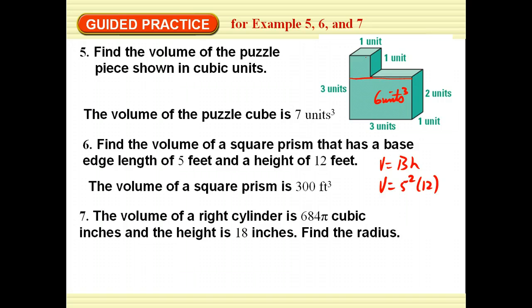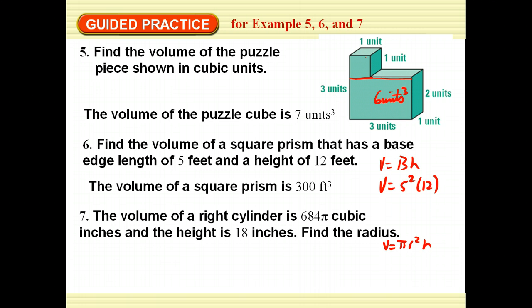Find the volume. It tells me the volume of a right cylinder, and it tells me the height, and it wants me to find the radius. So remember, when we do our cylinder, it is the area of the base. Volume is the area of the base, which is pi r squared multiplied times h.